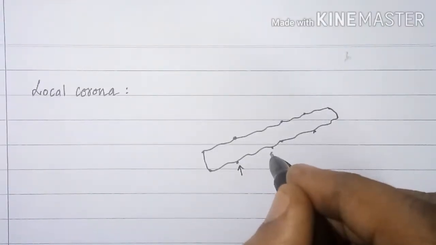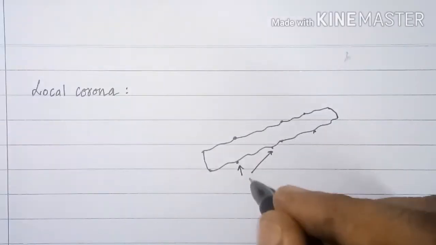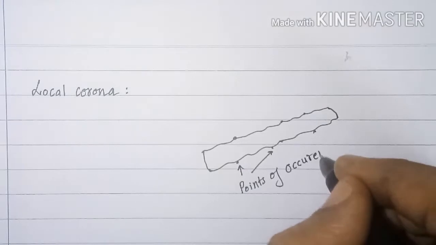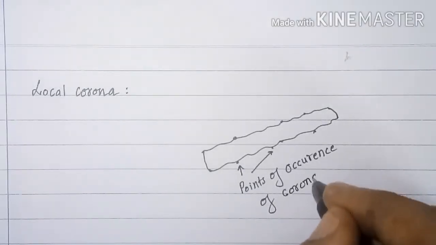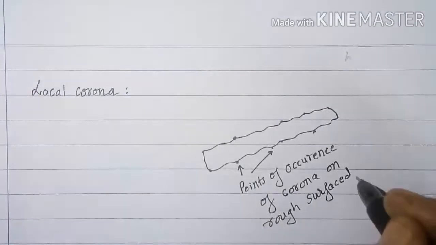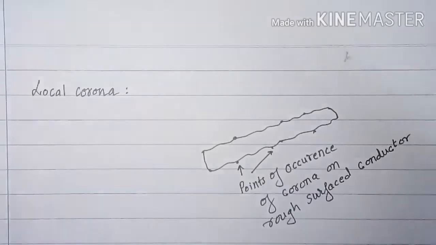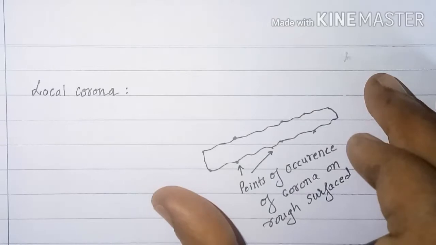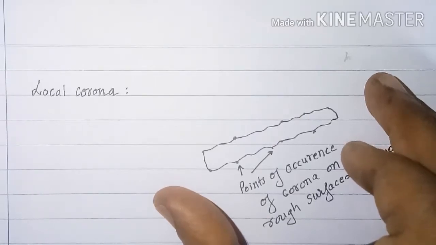So what is this and this here, and like that other points, these are points of occurrence of corona on rough surfaced conductor. If conductor is smooth, in that case, the corona will occur throughout the length of conductor at a time. If the distance between the two conductors is uniform and the atmospheric conditions are similar, such corona is called as general corona.